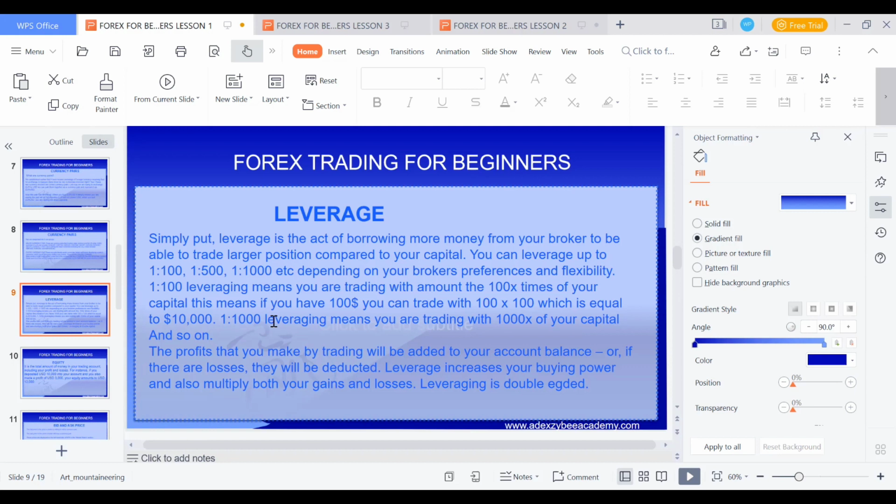We'll talk about that later in the advanced course. Now, the profit you make by trading will be added to your account balance, or if there are losses, they will be deducted. Leverage increases your buying power and also multiplies your gains and losses. Leverage is a double-edged sword. We'll talk more about leverage when we get to that class. It is just a beginners class.